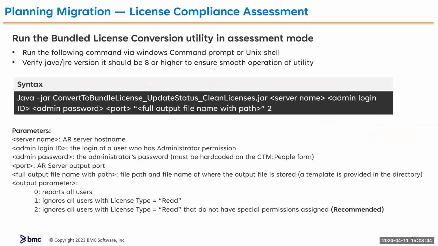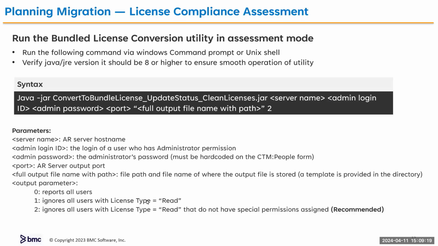Verify Java JRE version 8 or higher. And you need to pass certain parameters like server name, username, password, port, spreadsheet name, and the parameter. So here we have three parameters. Zero means report all the users. If you pass parameter one, it ignores all the users with the license type read. If you pass two, it ignores all the users with license type read and do not have any specific permissions assigned.